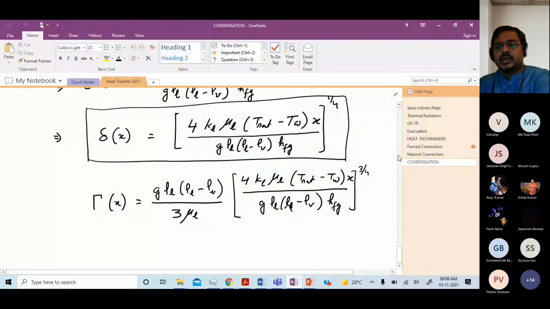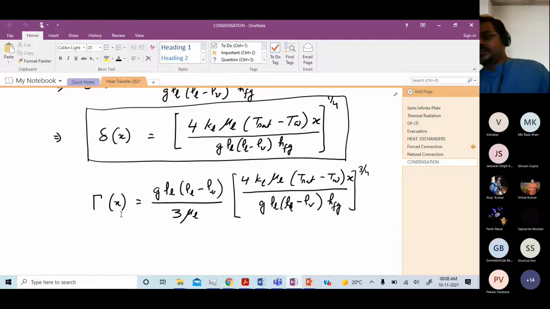So with that, let us continue from where we left off, and let me share my screen. So last class, this is where we stopped. We got an expression for the film thickness delta x, as well as the mass of fluid that is condensing per unit width, right?